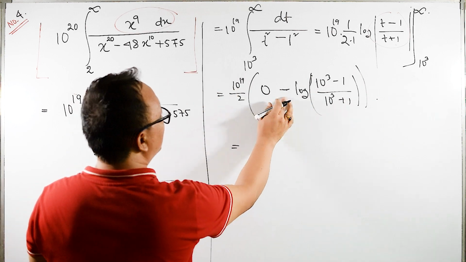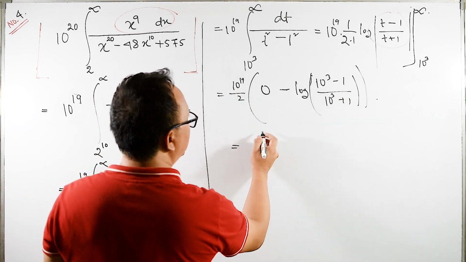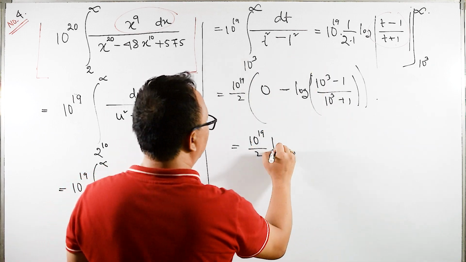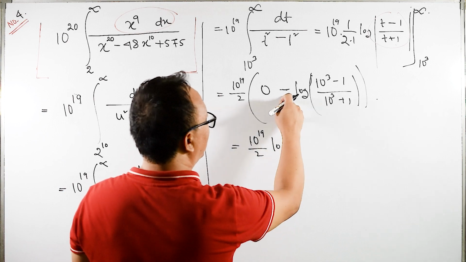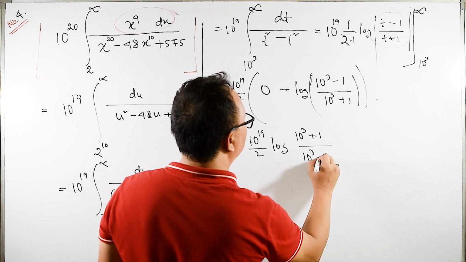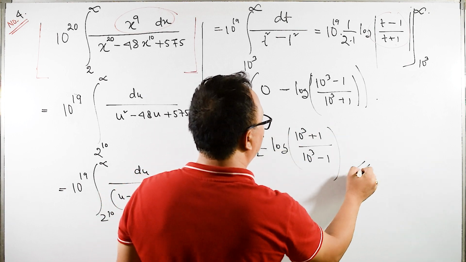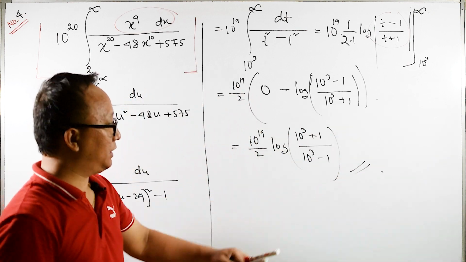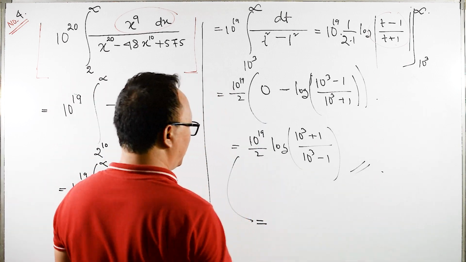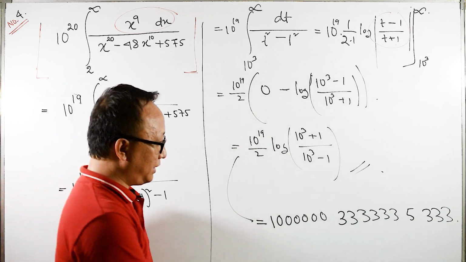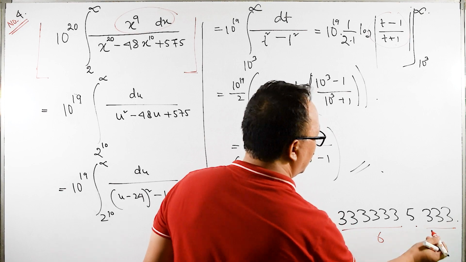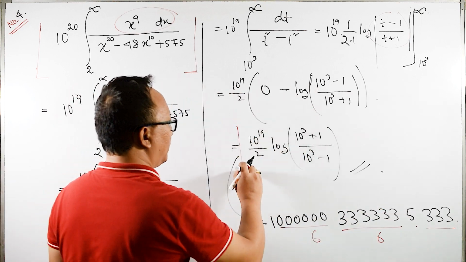Now, let's multiply this minus, I can interchange: 10 raised to 19 upon 2 into log of (10 raised to 3 plus 1) upon (10 raised to 3 minus 1). You can keep it like this. This is the required answer. Or if you want, you can expand this. The given answer is like this, with 0 six times, 3 also six times, and 5 into 3 times 3. You can keep it like this.